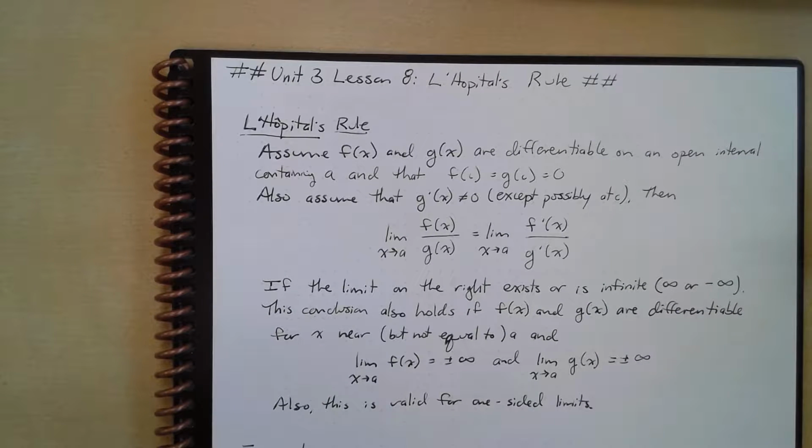If the limit on the right exists or is infinite, this conclusion also holds if f of x and g of x are differentiable for x near but not equal to a, and the limit as x approaches a of f of x is equal to plus or minus infinity, same with g of x, and it's also valid for one-sided limits. Okay, that was a lot of stuff to say, but basically you can just take the derivative in order to find the limit.